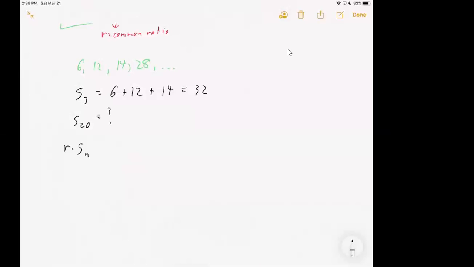I could take r times S of n, and that would end up being, if I leave a little space, a times r plus a times r squared plus all the way out to a times r to the n minus 1 plus a times r to the nth power. And S of n was going to give me a plus a times r plus a times r squared plus dot, dot, dot. But it was going to end at a times r to the n minus 1 power.